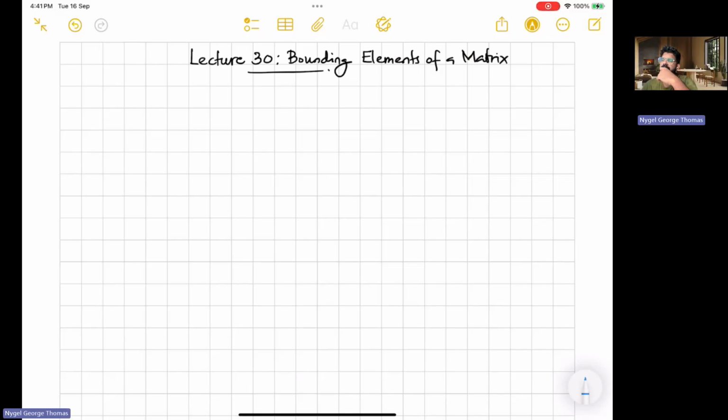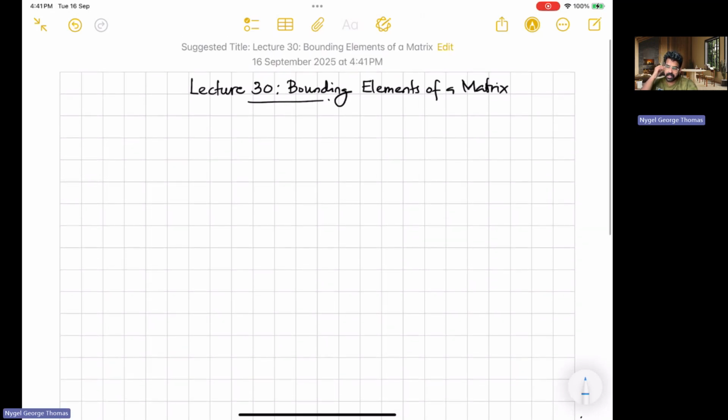Okay, now let's look at another interesting lemma, which actually follows from the convergence. We can use the earlier convergence result here and try to bound the elements of a matrix. This is like a corollary of the previous result.